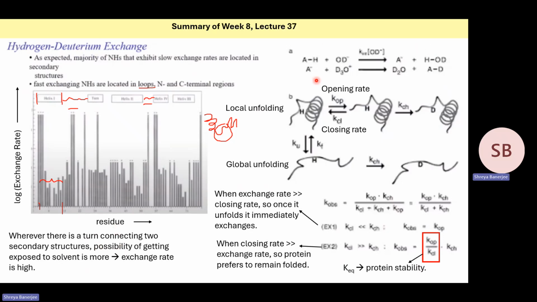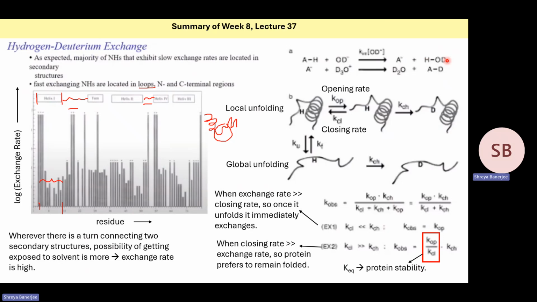Now, in the exchange process, we'll see what is happening. Initially, suppose you have AH, in this case it's NH, and a base is added. So a deuterated base is added, OD minus. This OD minus takes the hydrogen away from A. So you have A minus and HOD. HOD is your solvent. Instead of H2O, it is deuterated water.